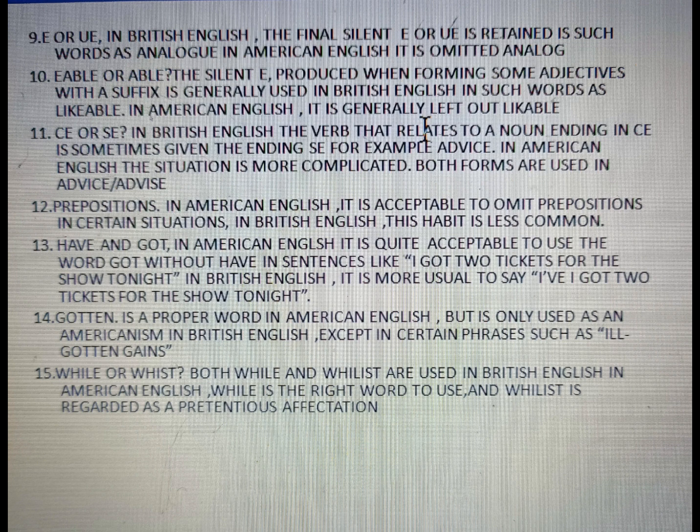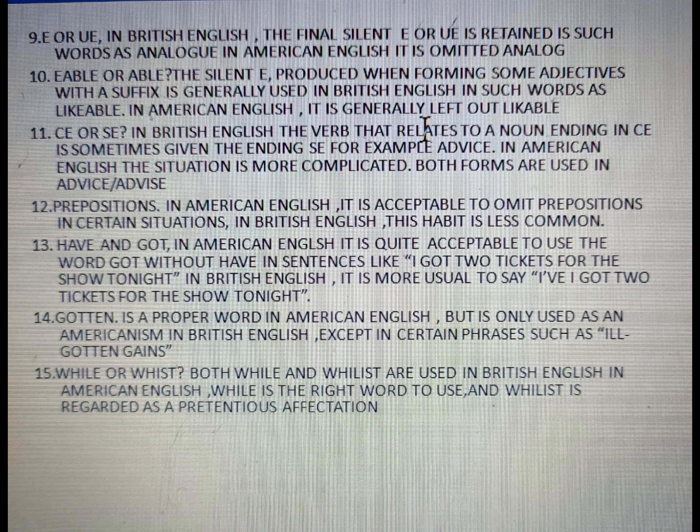Ten, able and able. The silent E produced when forming some adjectives with a suffix is generally used in British English in such words as likeable. In American English, it is generally left out: likable.